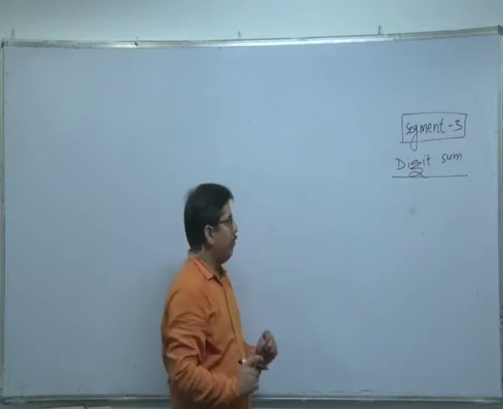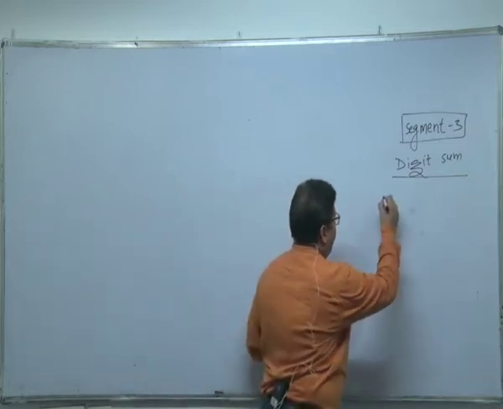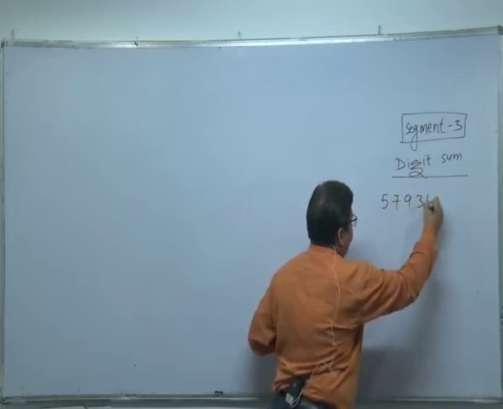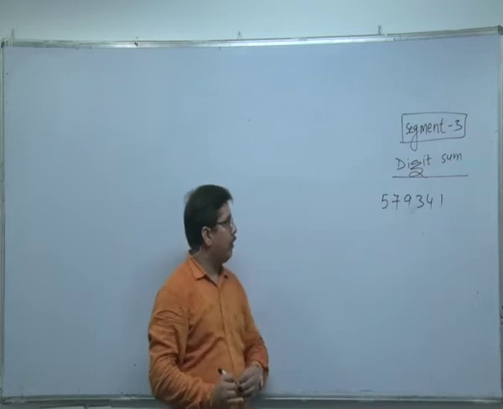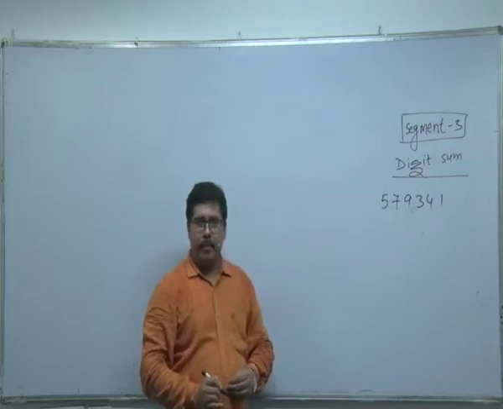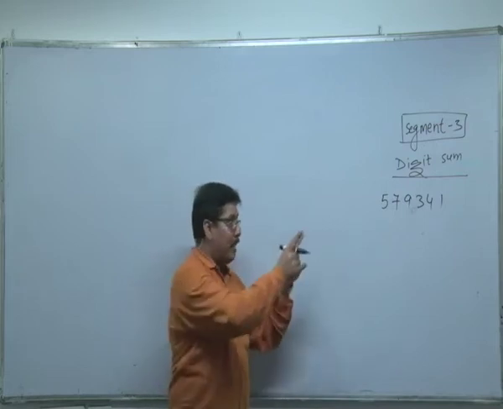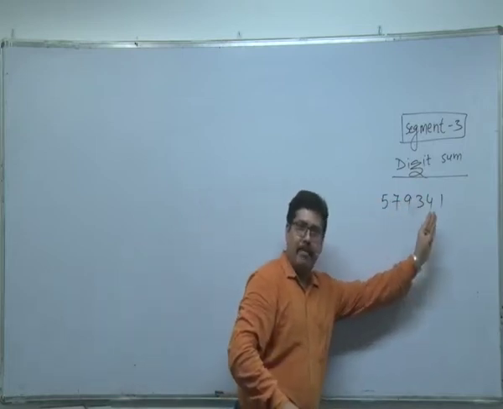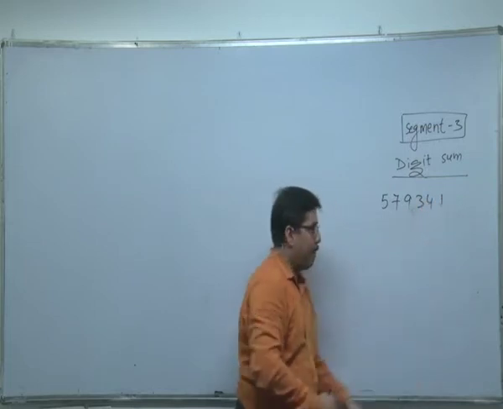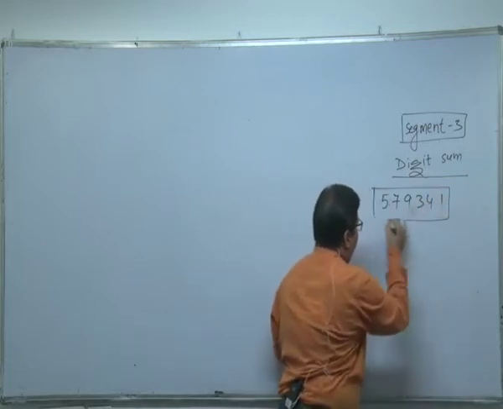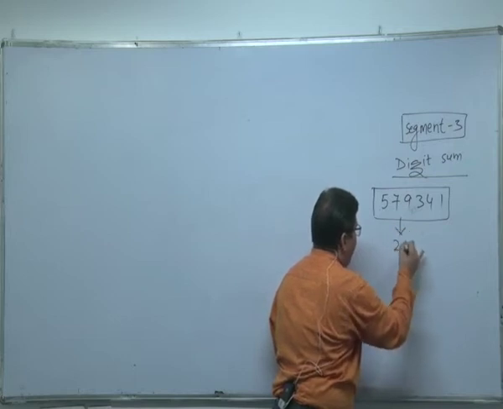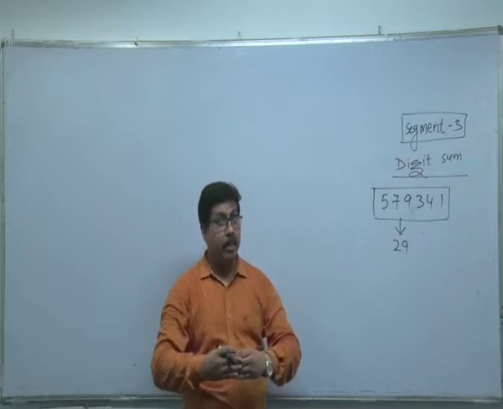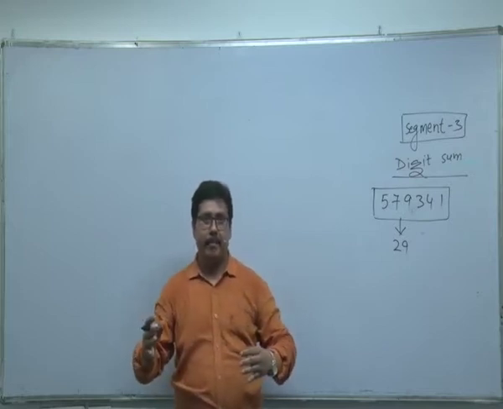Let us consider one example. Suppose my number is 5, 7, 9, 3, 4 and 1, a 6-digit number. Sum of the digit of this number is 12, 21, 24, 28, 29. Sum of the digit of this number is 29. But digit sum is a totally different thing.